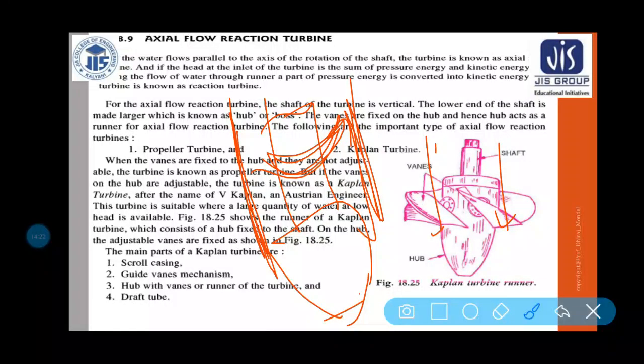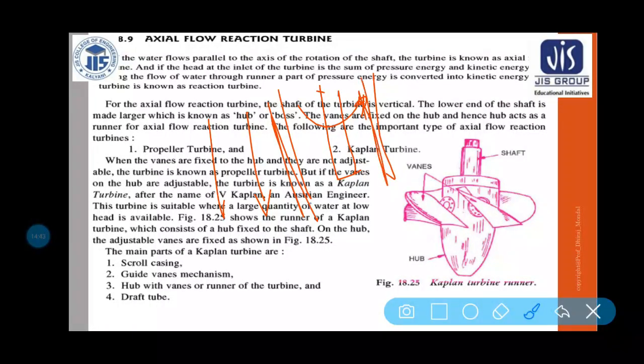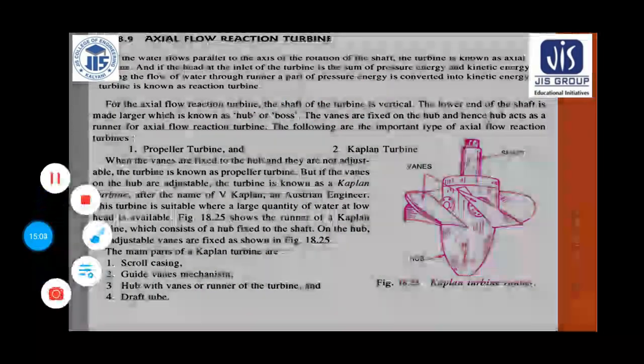Clear? Now if the energy available at the inlet of the turbine is kinetic energy as well as pressure energy, then it will be called a reaction turbine. So if the water flows axially, parallel to the rotation of the shaft, and the available energy at the inlet is kinetic energy as well as pressure energy, then the turbine is known as an axial flow reaction turbine. Okay, clear?